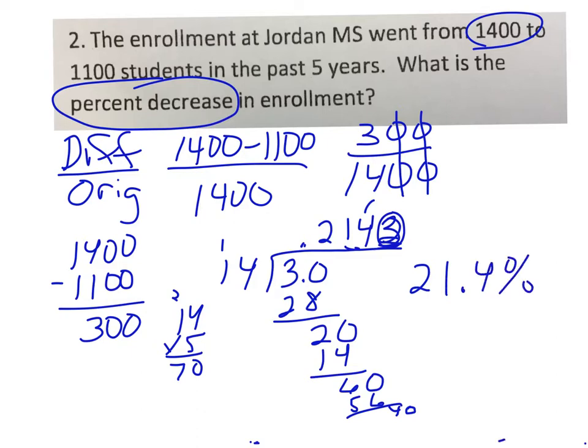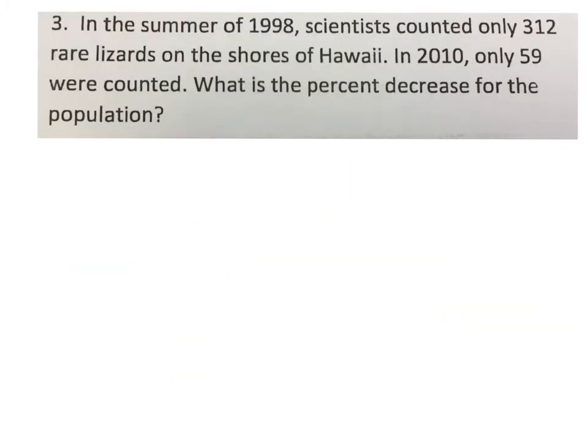21.4%. Remember, move your decimal twice. You got to move your decimal twice in order to change it to the percent. Okay, and now this was a percent decrease because it went down. And that would be your final answer.